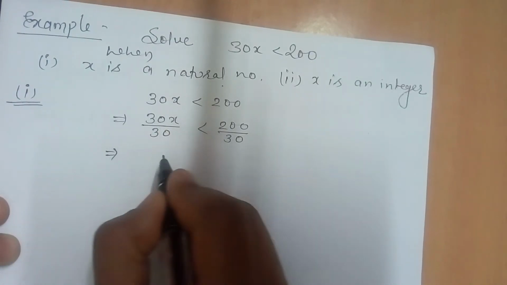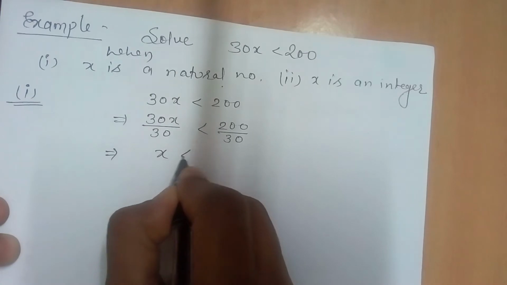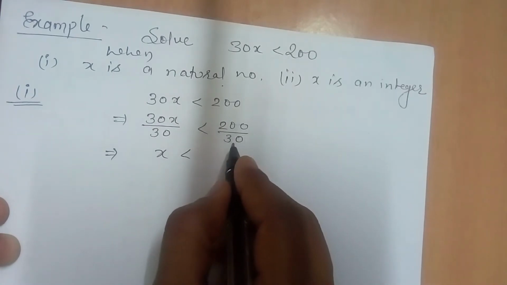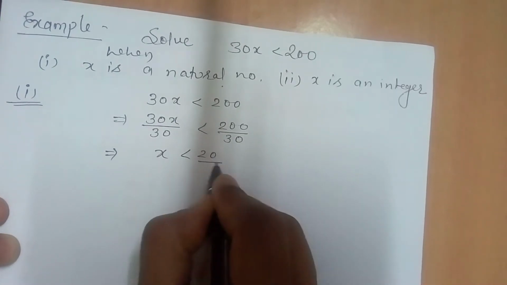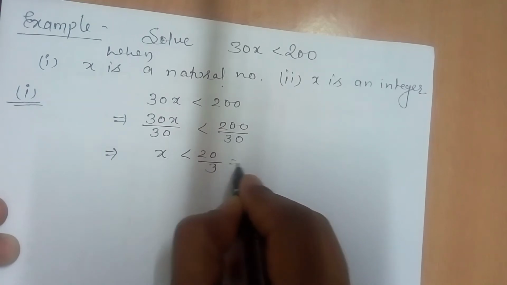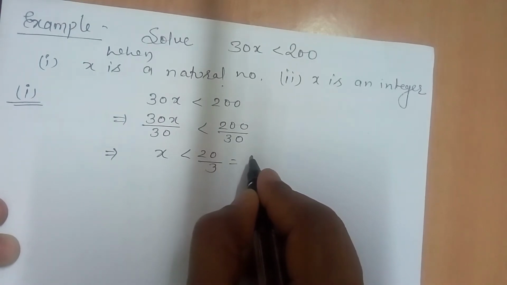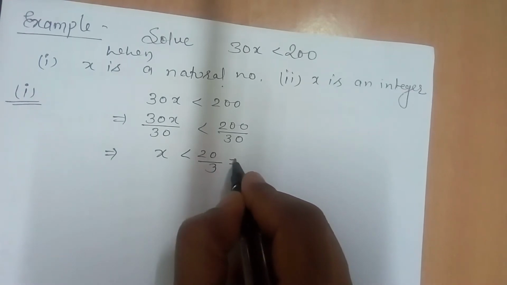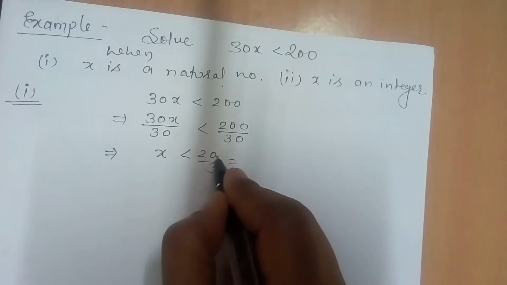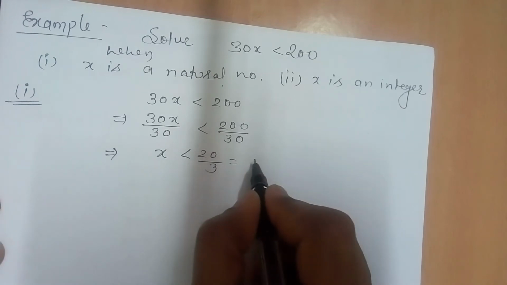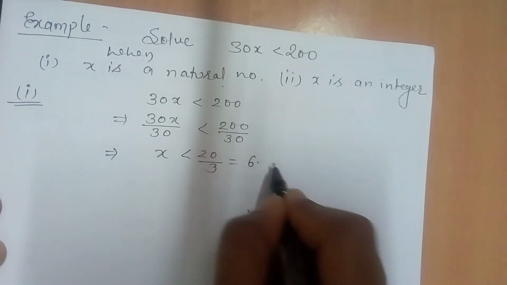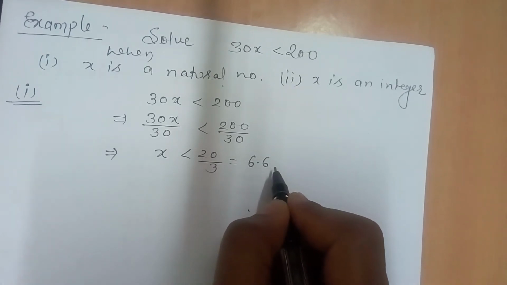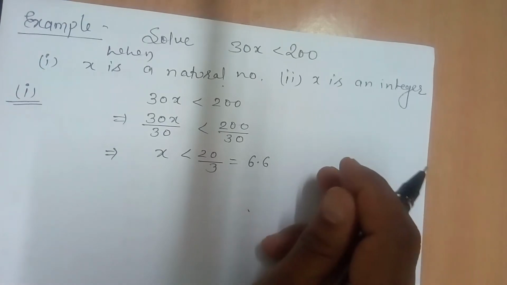So 30 and 30 will cancel out. We'll get x is less than 200 by 30, and the zeros also cancel out, giving 20 by 3. No need to convert it, but let us see what is the value of 20 by 3. It is coming 6.6 something, 6.666.